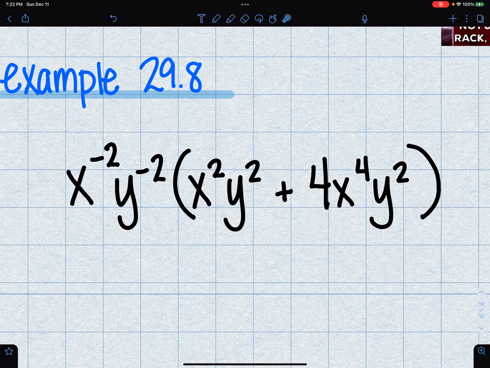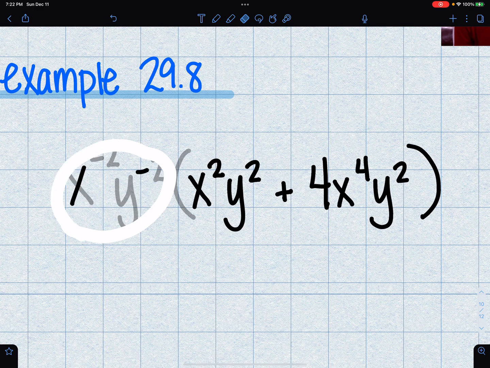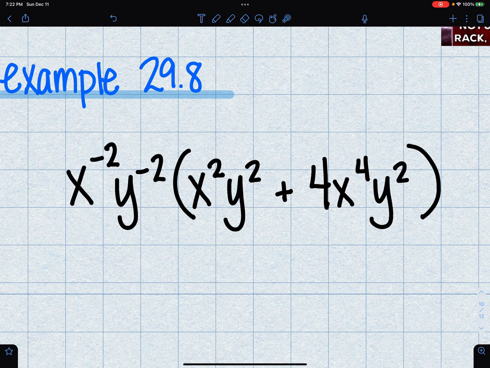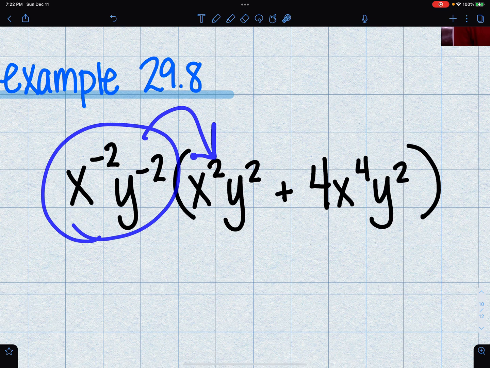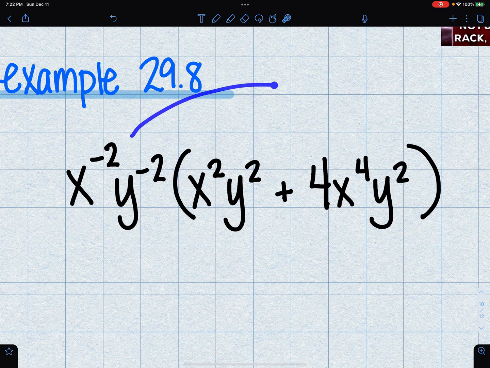So they want us to use the distributive property here. I'm taking a bird's eye view of this. This is very similar to the last problem where we have something outside the parentheses. We're going to multiply it by this, and then we're going to add and multiply those two terms together because you've got two terms inside the parentheses that are added. Make sense? Distributive property.